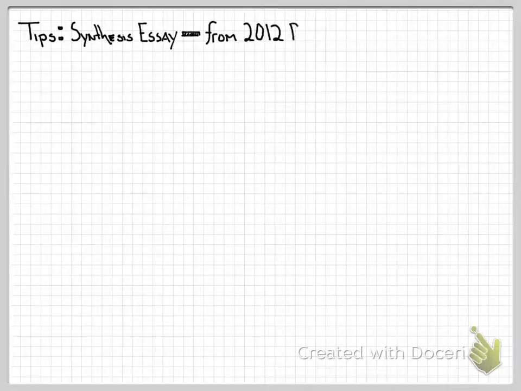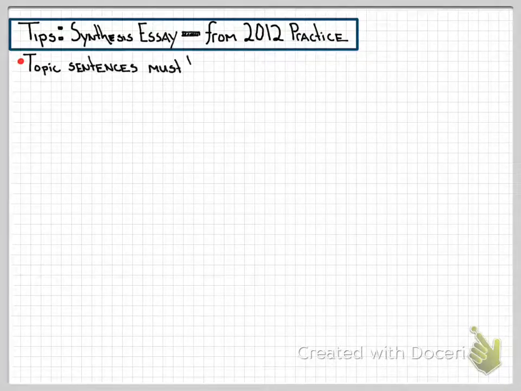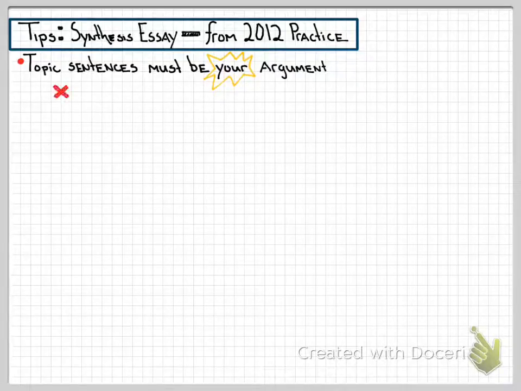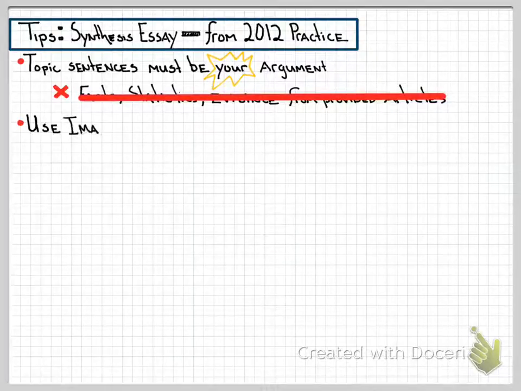Alright, after grading all of the synthesis essays from the 2012 practice, I composed a list of tips that I thought everyone could use. The first tip is that topic sentences must be your argument. There should be no facts, statistics, or evidence that was provided by the articles in the first part of your paragraph. So just ditch those.